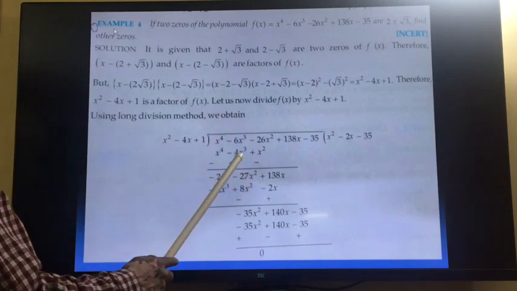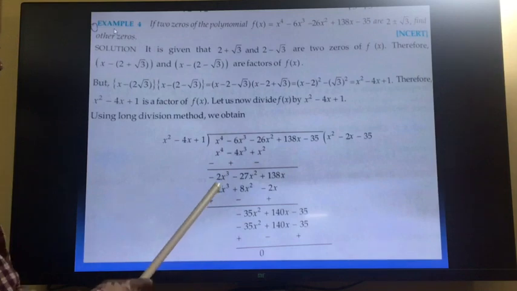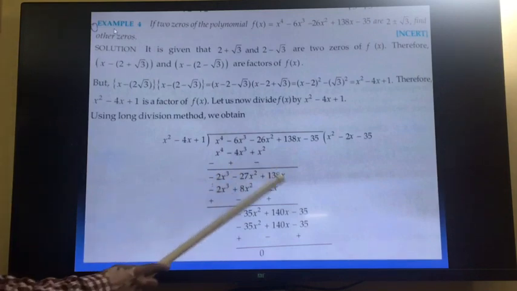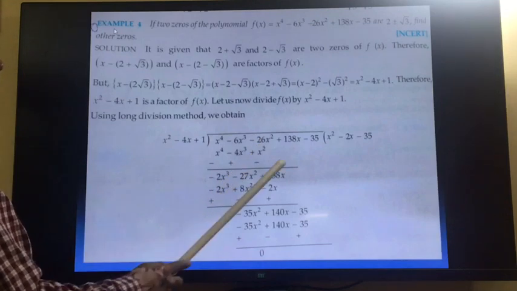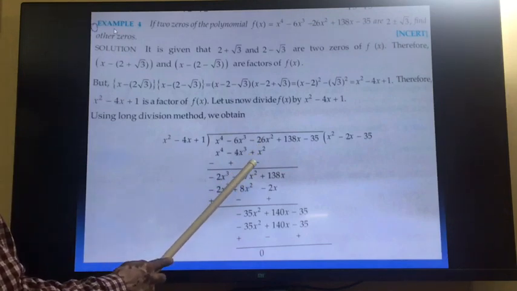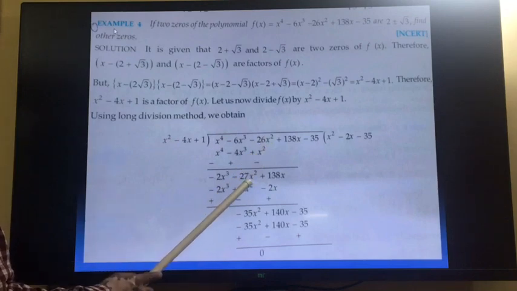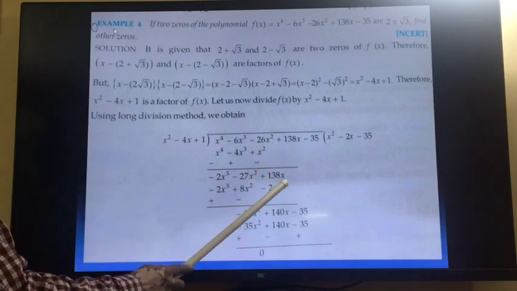Here positive 4x cube and negative 6x cube, so you will get minus more. Minus is more, so negative 2x cube. Now here minus 26x square and plus x square, this will change to minus, so it will be minus x square. So minus 26 and minus 1 will become minus 27x square plus 138x.